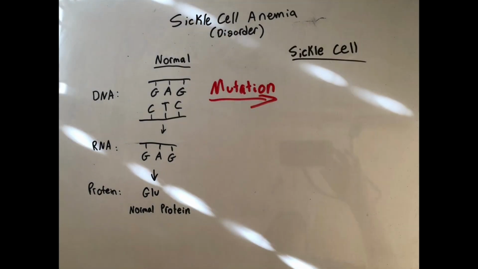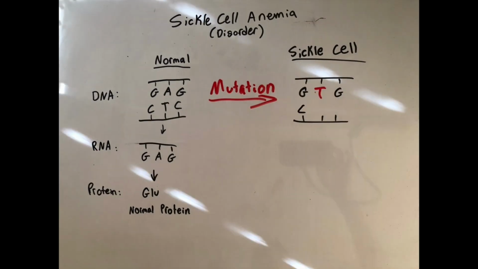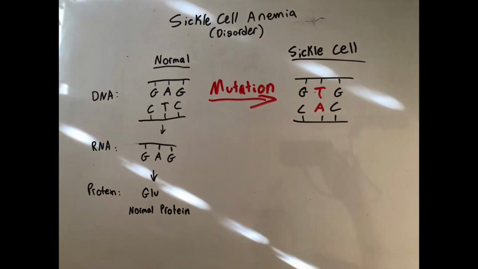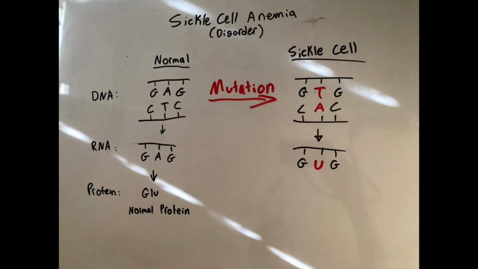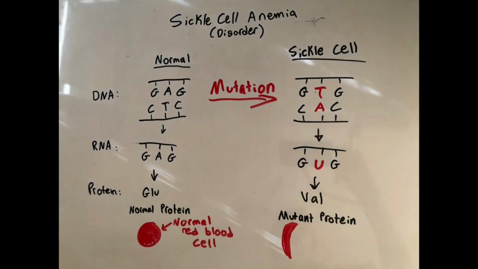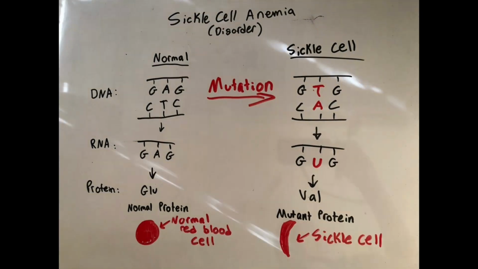But what causes sickle cell anemia? What causes this mutation is a substitution or point mutation in which one nucleotide base, adenine, gets replaced with a thymine base. This leads to a different RNA codon, which codes for a different amino acid, valine. Because of this change in amino acid, the resulting red blood cell is misshapen.